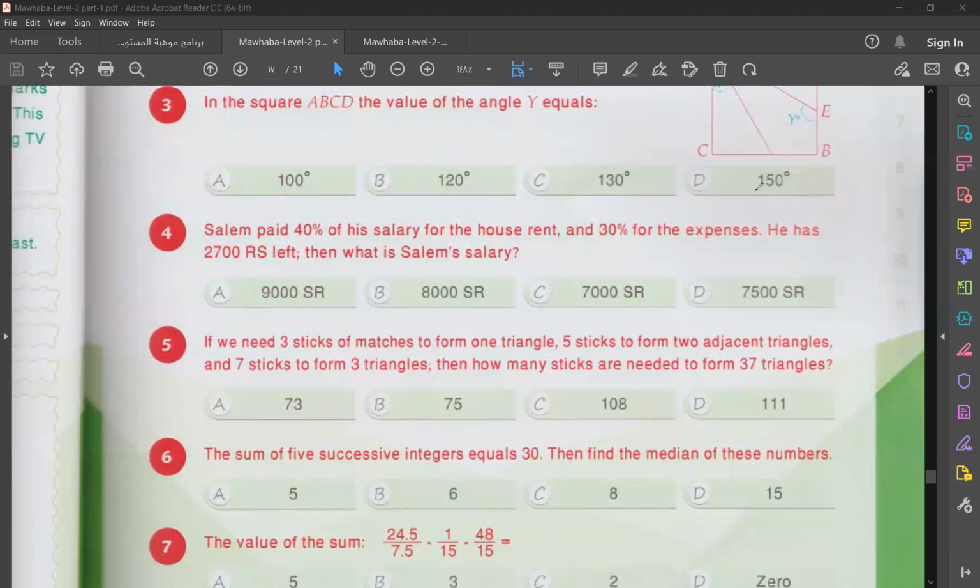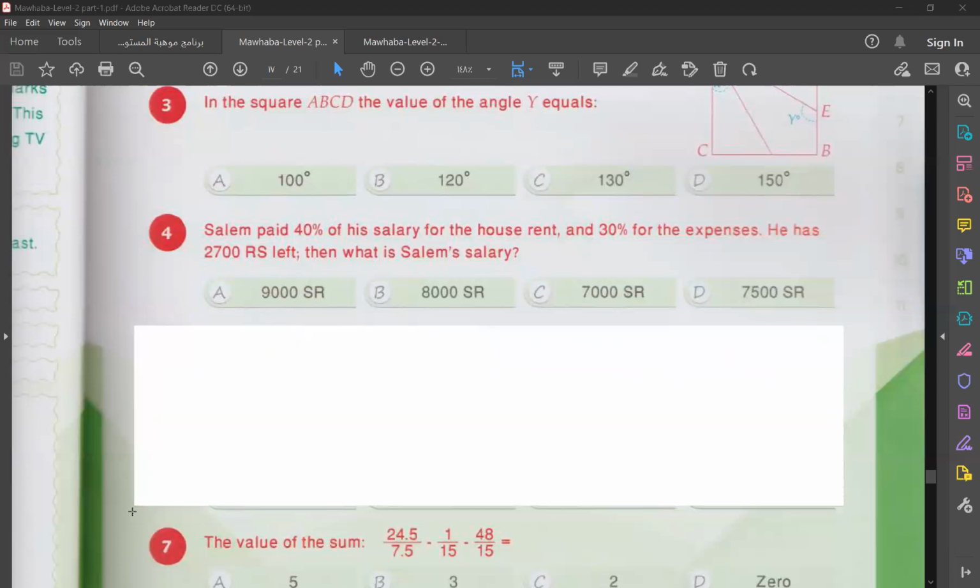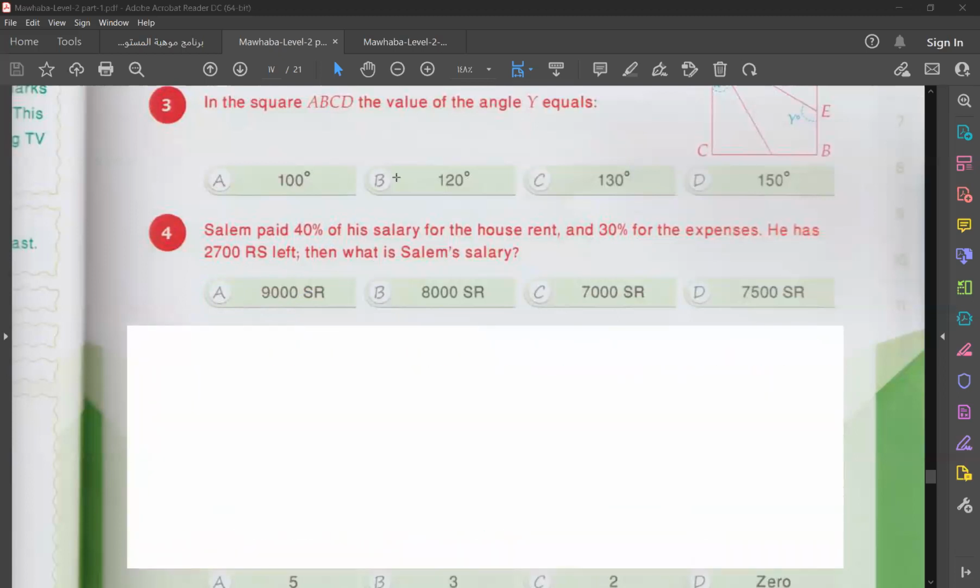Look, another way without an equation. We want to know everything. I give you a space to solve the problem. Look now, the salary will be how many percent? 100%, right? Salim paid 40%, this 40%, for the house rent. And 30%, this 30%. He also spent 30%.